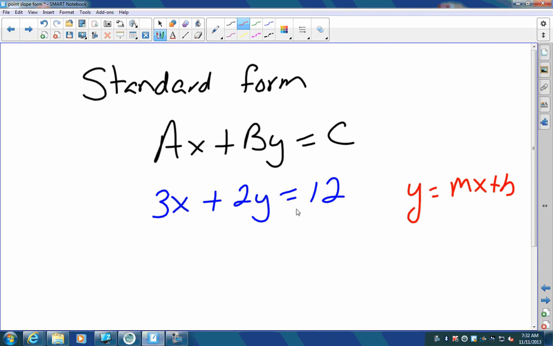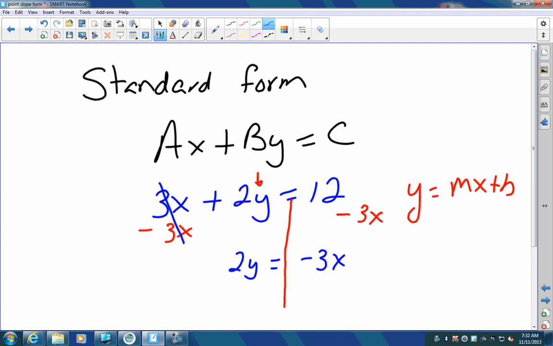So to review, to get y by itself, we're going to move the 3x over to the other side. This is a positive 3x, so I need to subtract 3x from each side. These cancel. I get 2y equals negative 3x plus 12.